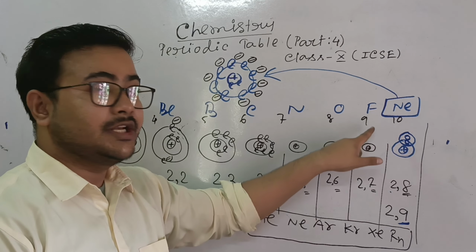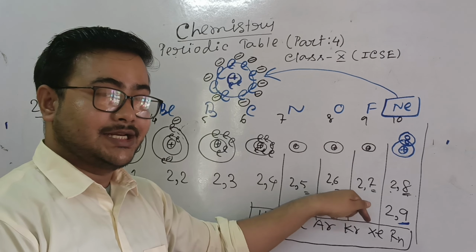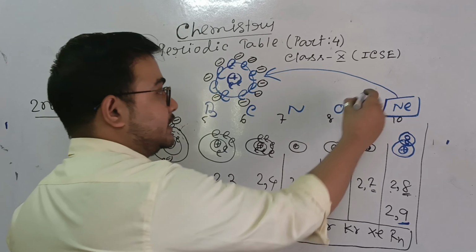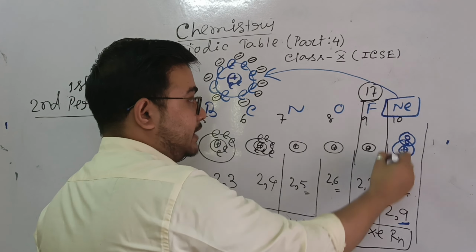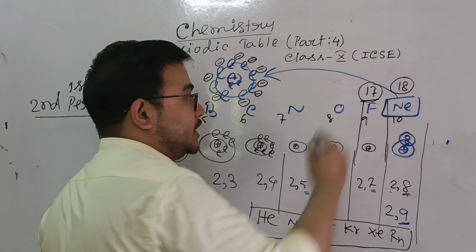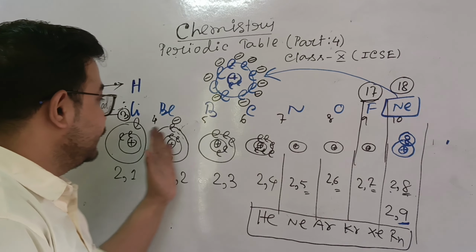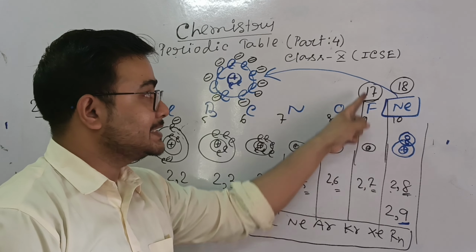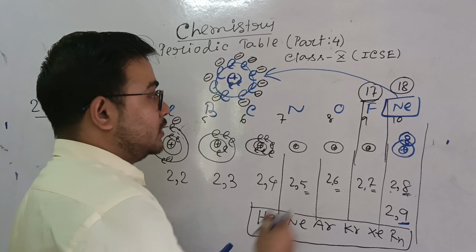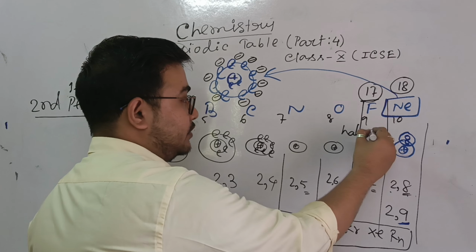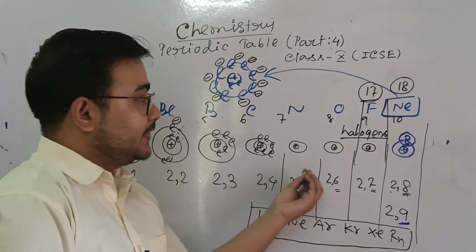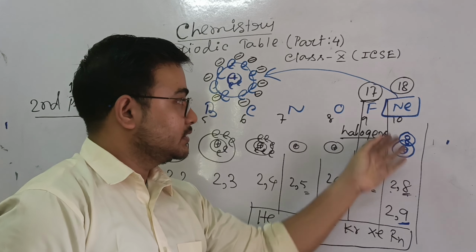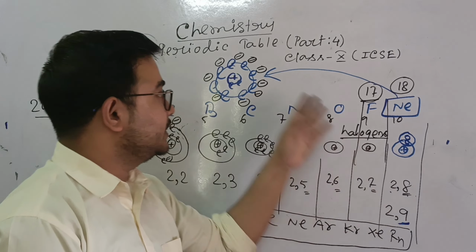Halogens mean fluorine, chlorine, bromine, iodine, astatine. That is group 17. Halogens are called group 17 elements, and noble gases are group 18 elements. So actually, as you move from left to right, radius decreases up to group 17, which are also called halogens. But radius increases in case of group 18 elements. I already discussed the cause.